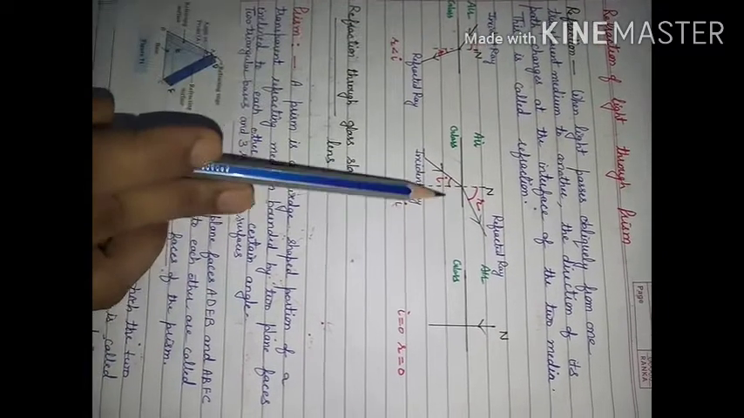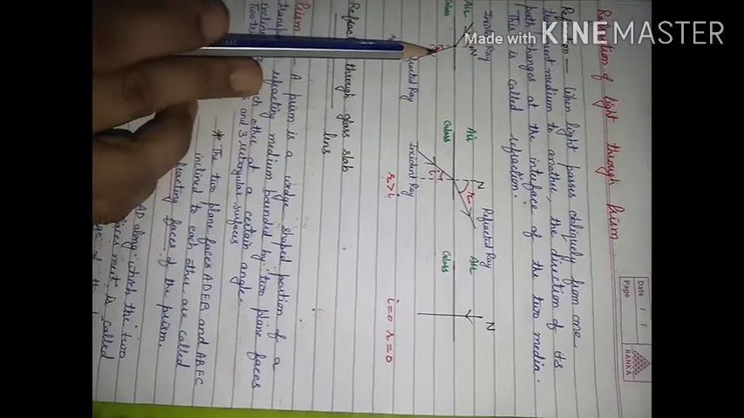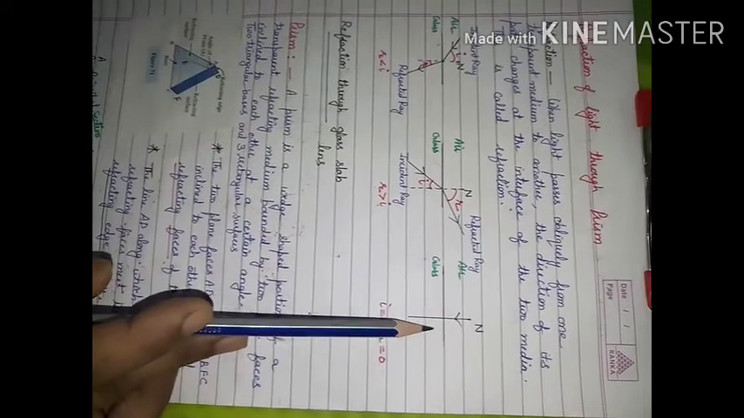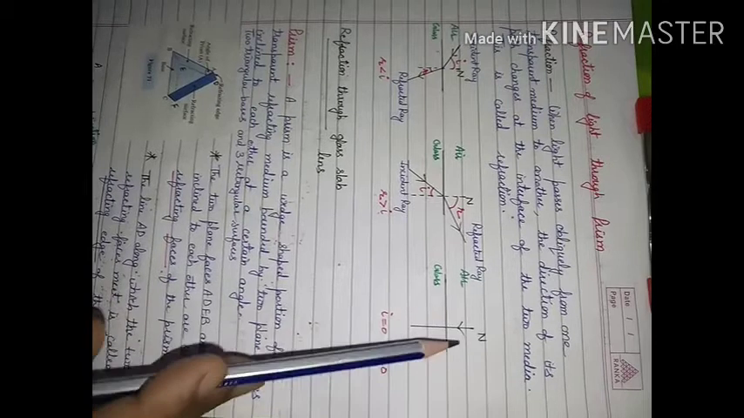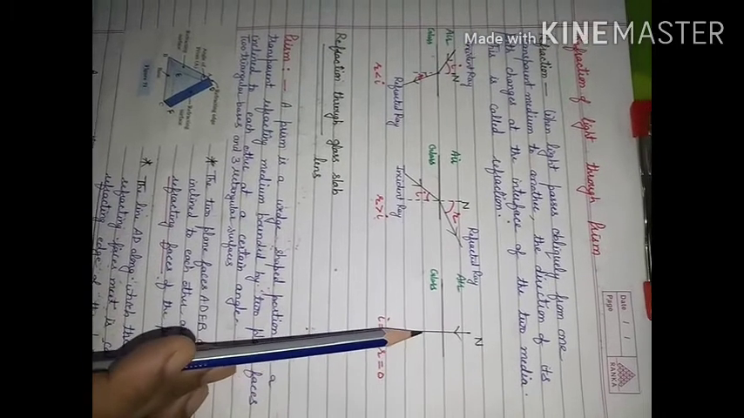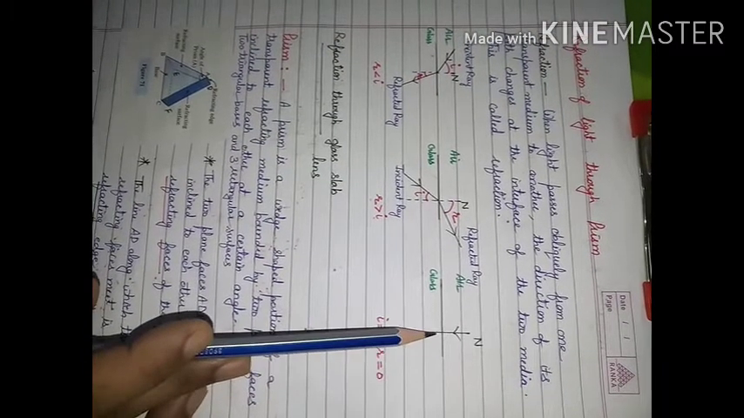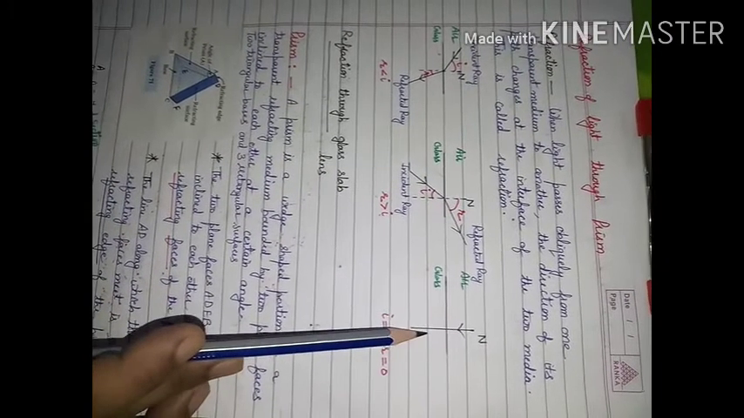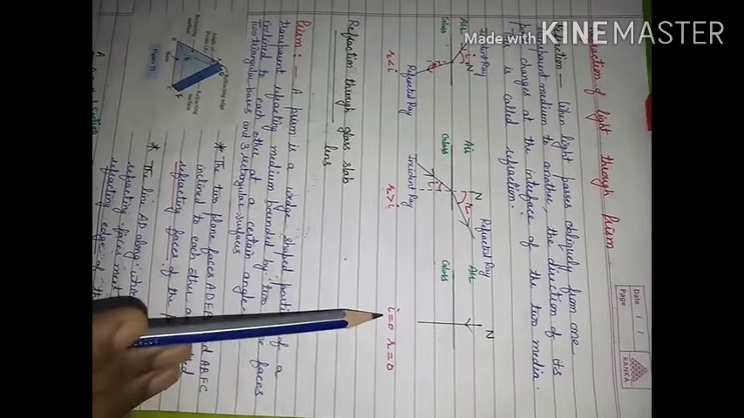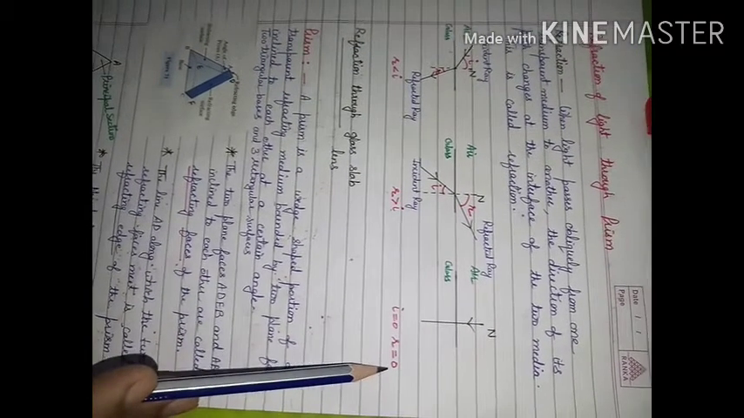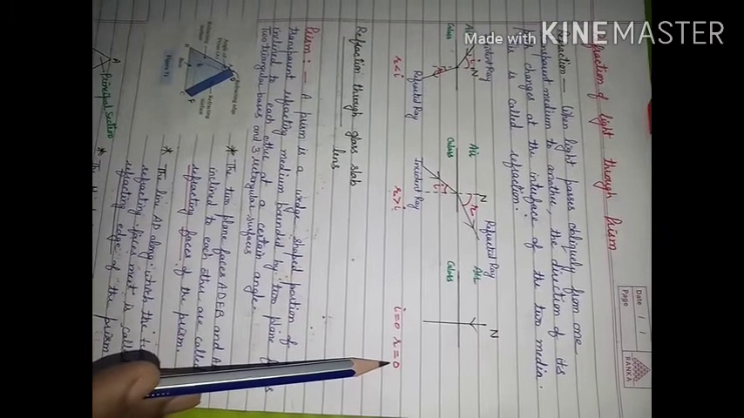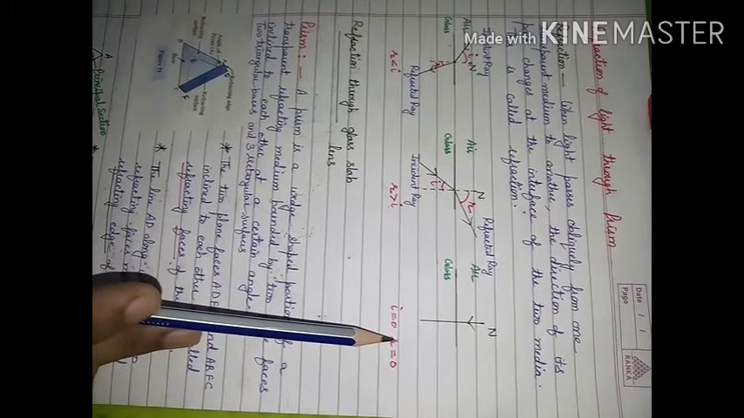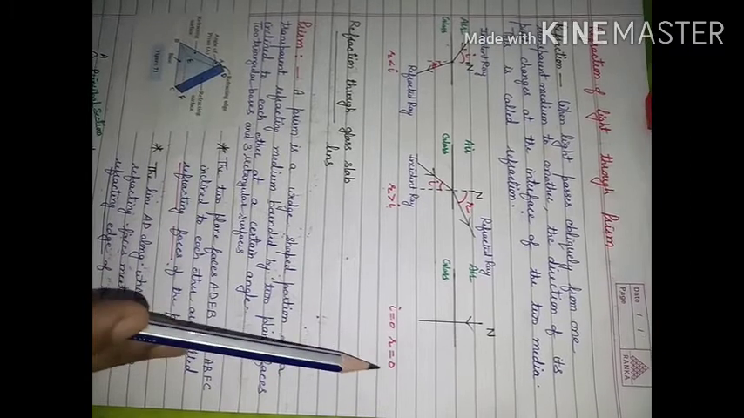In both these cases, the ray of light is changing its path. What happens in this case? In this case, the ray of light is falling normally, and for normal incidence there is no change in path. The angle of incidence is 0, and the angle of refraction is also going to be 0. This all we have done in the previous part, that is light reflection and refraction.